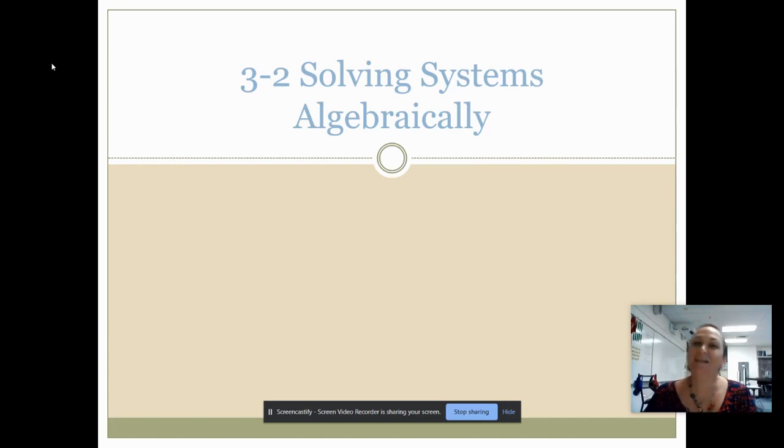Hi guys. Today we're going to continue with solving by substitution. In yesterday's video, all of our systems of linear equations were set up in a way where we were ready to substitute right away. They were set up in a way that was conducive to substitution. Today we'll talk about what you should do if the equation is not set up for substitution and how to make it so that you can use substitution on any problem.